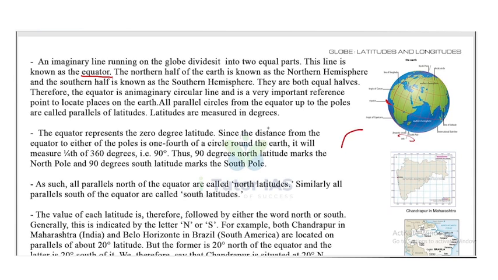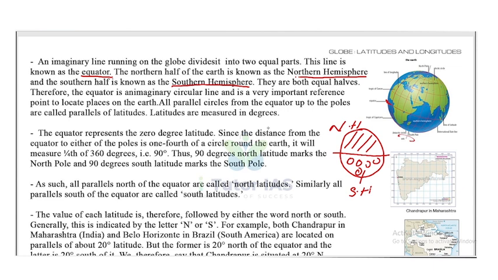Look, this is our Earth. Assume it as Earth and there's an imaginary line. This imaginary line divides Earth into 2 equal parts and this part is known as the northern hemisphere. So this is the north part, known as the northern hemisphere. And this part, the south part, is known as the southern hemisphere. So the northern half of the Earth is known as the northern hemisphere and the southern half of the Earth is known as the southern hemisphere. They are both equal halves.